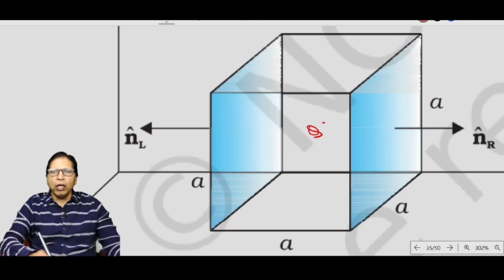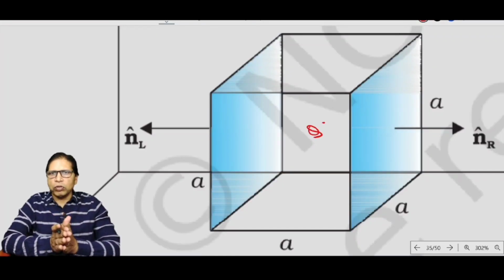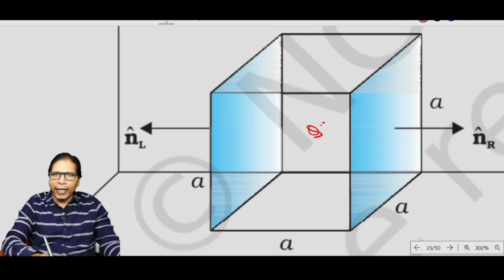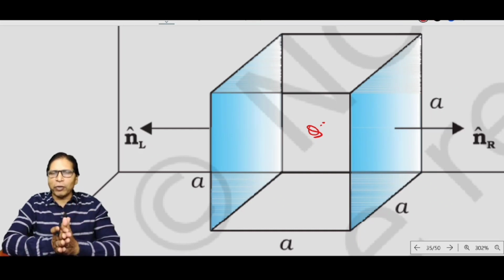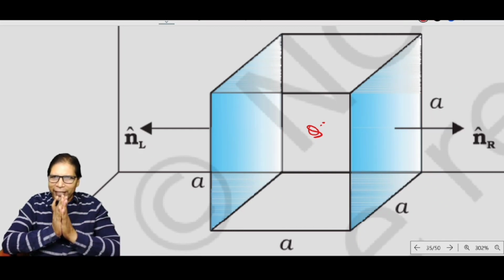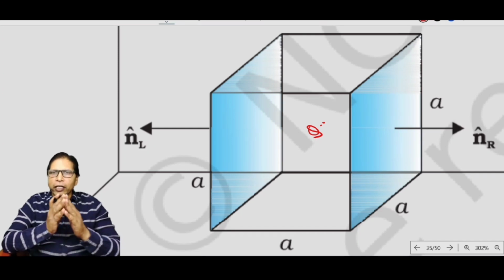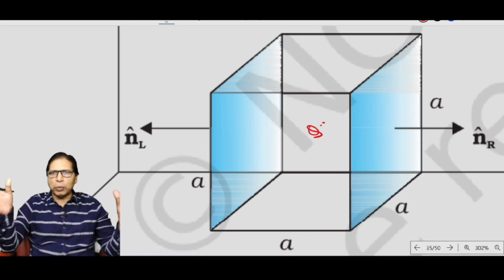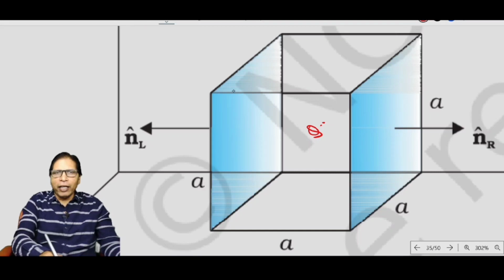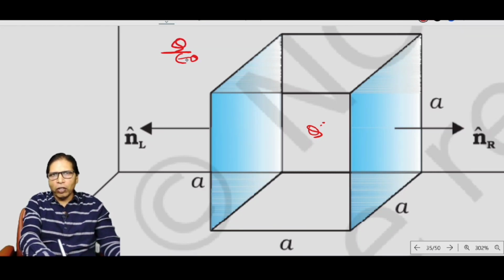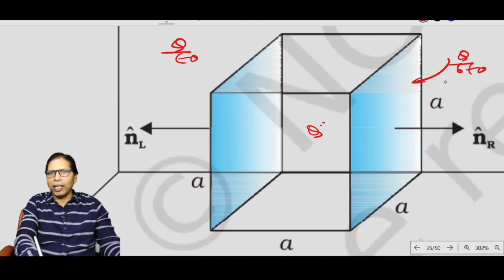Look at this, this is a cube. A charge q is placed at the center. We have to calculate the flux through each surface. As the charge q is placed at the center of the cube, the flux is uniformly distributed over the 6 surfaces. The total flux according to Gauss law is q by epsilon naught. So the flux on each surface is q by 6 epsilon naught.